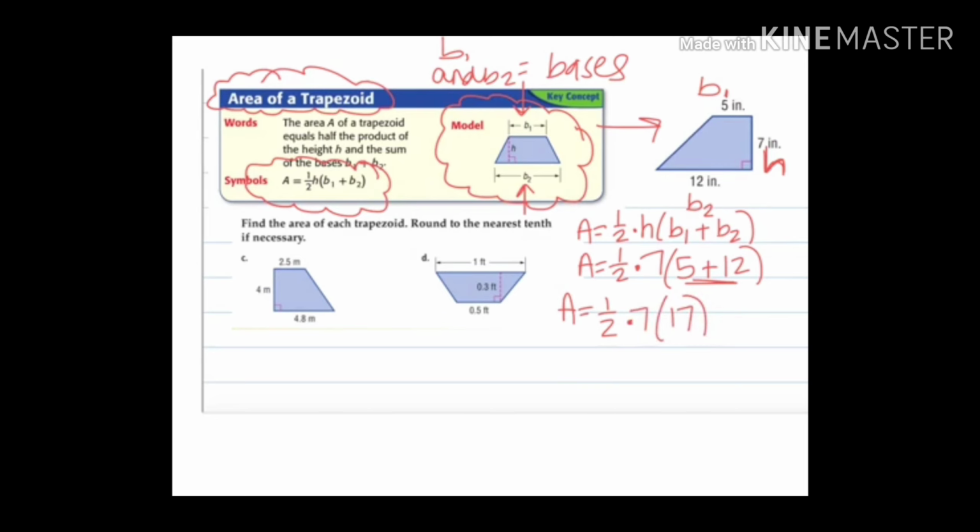And now I can just multiply in order. So I know half of 7 is 3.5. So I'm going to just simplify that to 3.5 times 17. I'm keeping it in parentheses just because it was before, but it's really just the same as doing 3.5 times 17. So now I'm going to go 3.5 times 17, and I get 59.5 inches squared.